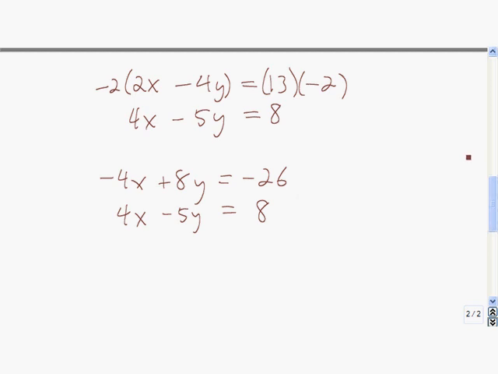Now we're just going to proceed as above. So we add corresponding sides of each equation. Negative 4x plus 4x is 0. 8y plus negative 5y is 3y.